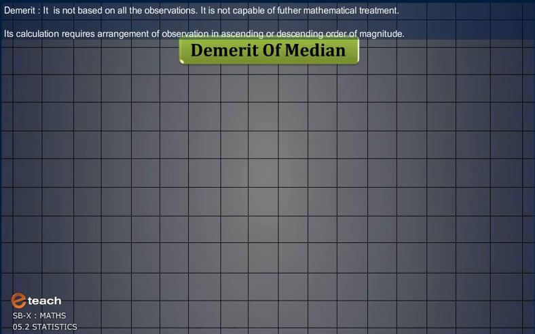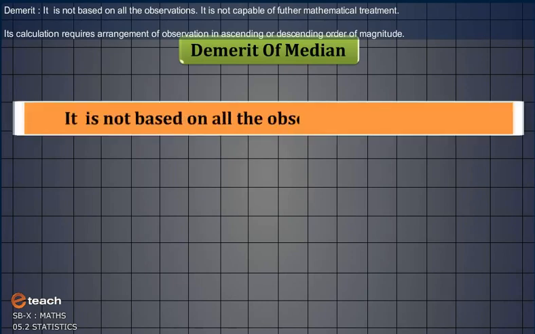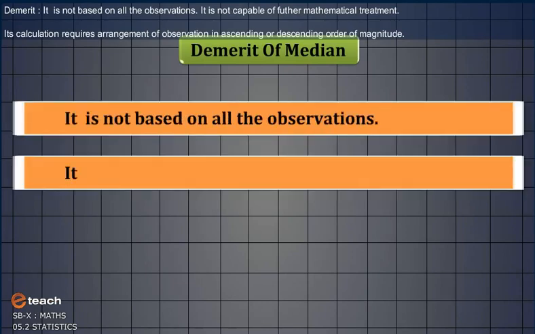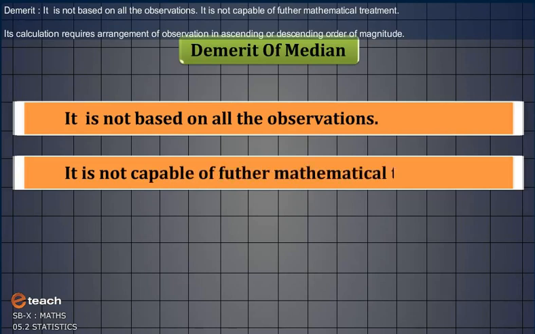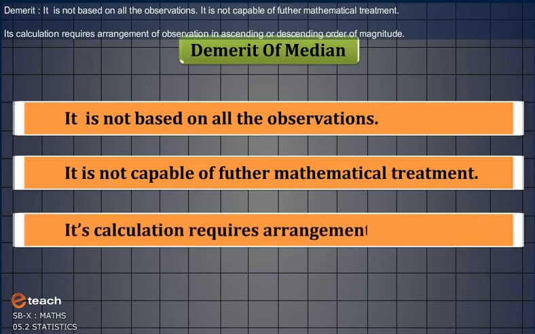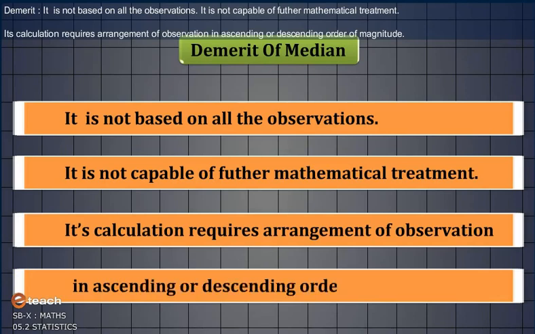Demerits. It is not based on all the observations. It is not capable of further mathematical treatment. Its calculation requires arrangement of observations in ascending or descending order of magnitude.